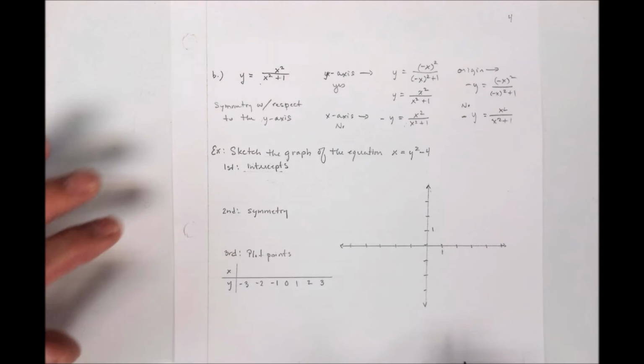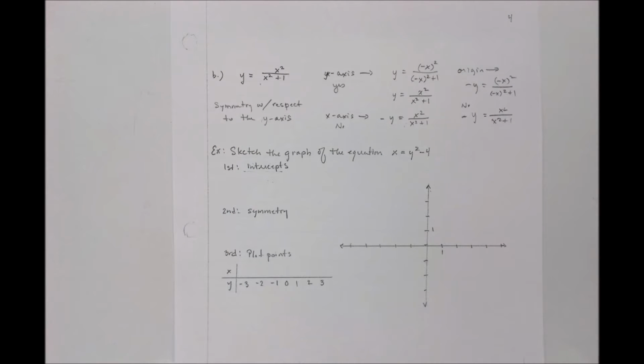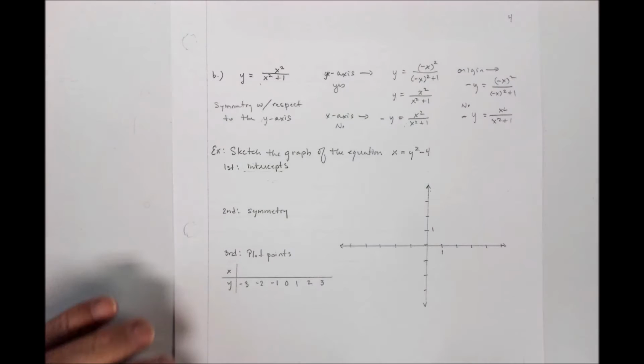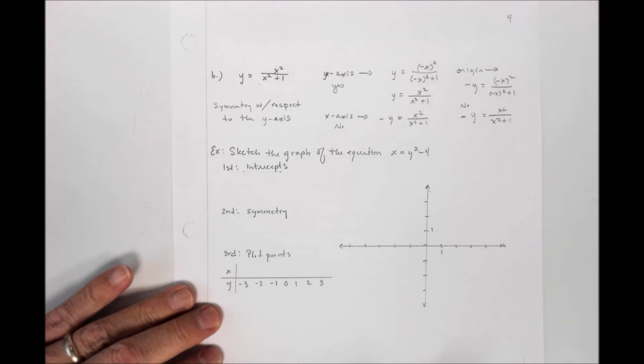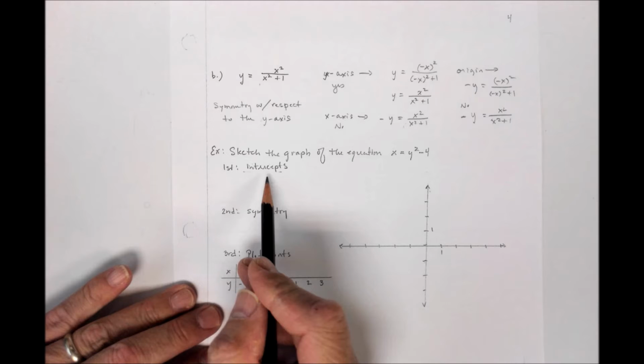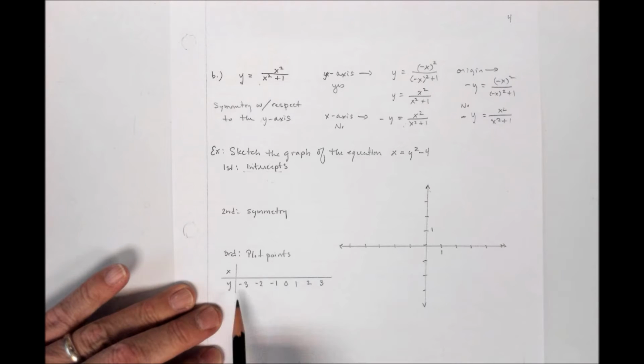All right, now I want to sketch the graph of an equation that you may or may not be as familiar with, because it's not a function. It turns out it's a relation, but it's not a function, so it's not your traditional graph. First, I'm going to check for intercepts here, and then if I need to, I'm going to plot some points.